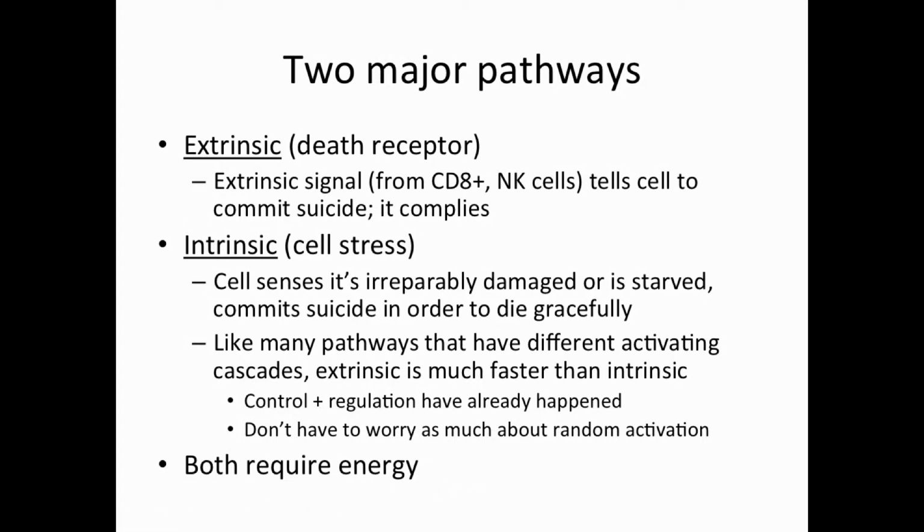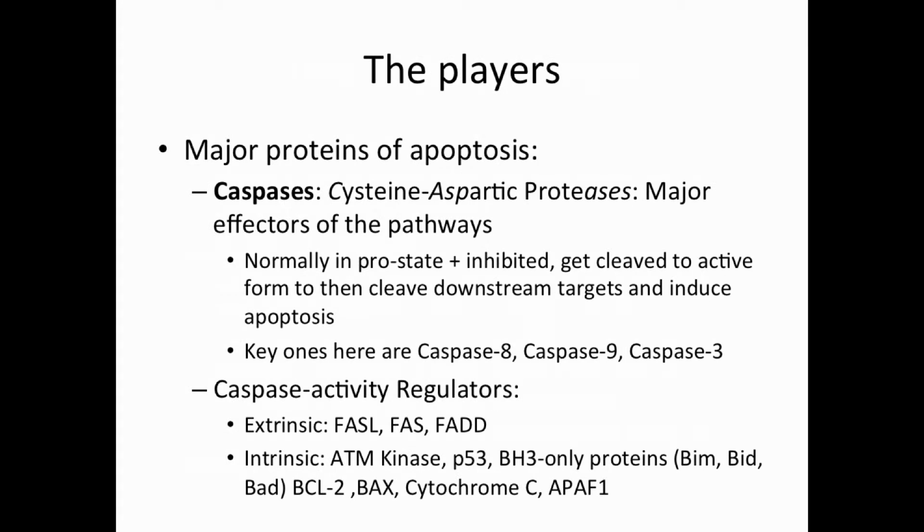That's key. So just to briefly introduce the players of what's going on, caspases are the major players. Caspase stands for cysteine aspartic proteases. They're the major effectors of the pathways. Once you get to caspase activation, you're pretty much committed to apoptosis. And then there's the regulators, and the regulators are different based off the pathway. Extrinsic, again, is Fas ligand, Fas, FADD, only 3, which is less than the intrinsic. These are just listed here. We'll go through them in the next few slides.